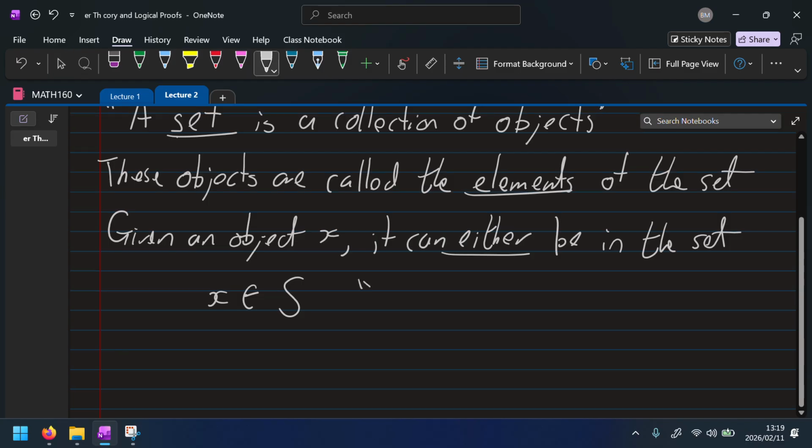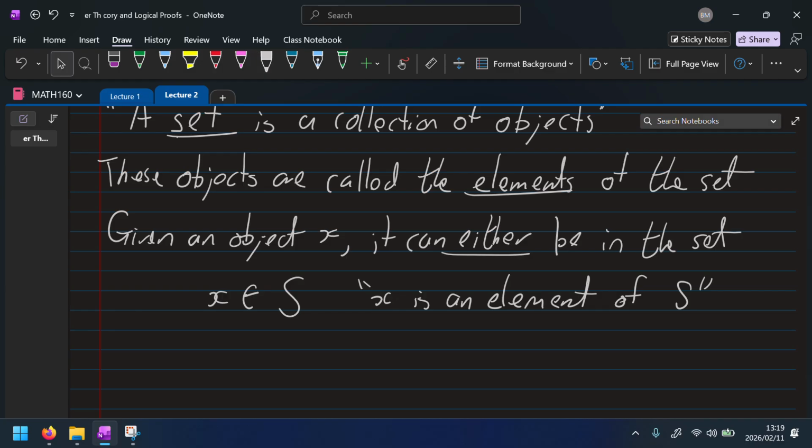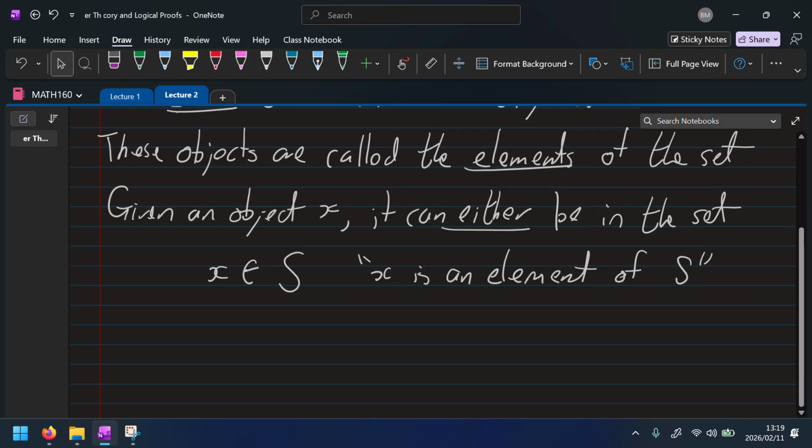So here we read this whole symbol all together. We read it as X is an element of S, because if it's in the set, we call it an element of S. So it is either in the set or not in the set. Has to be one of those two.